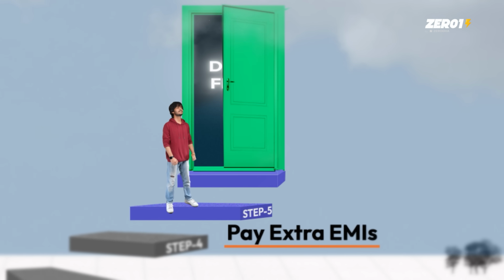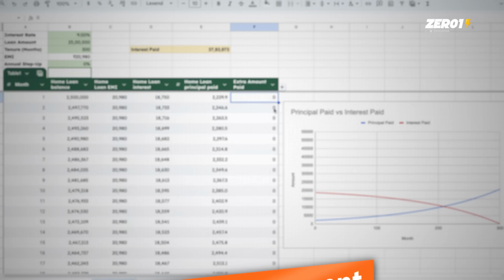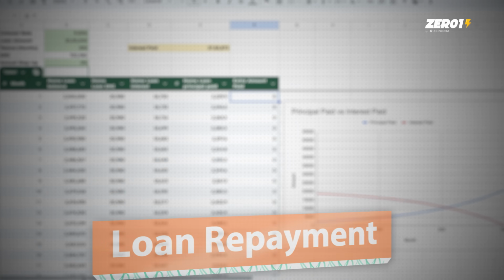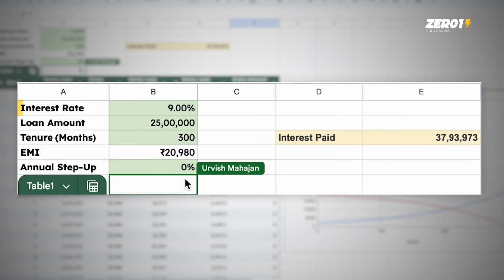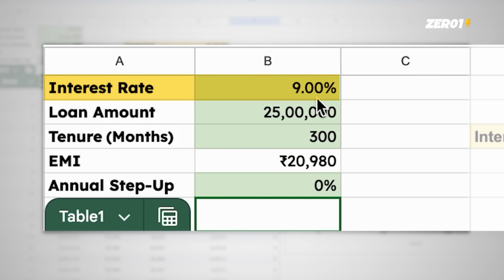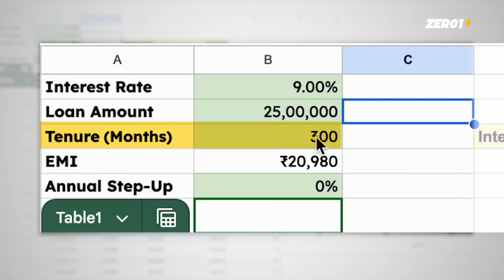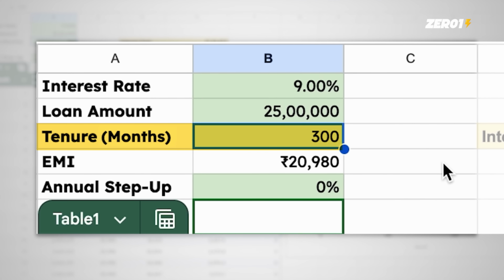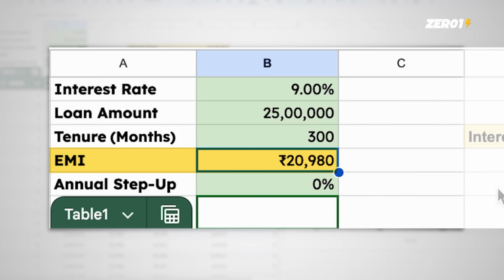I'll do it. And this brings us to point number 5, which is your biggest loan. Home loan. We haven't even talked about that. Forget this petty credit card. Can I save money there? Yes, you can, and you can too. So I have an Excel sheet over here. This is loan repayment. All you have to do is look at this. What's the interest rate? 9%. What's the loan amount? 25 lakhs. And the tenure? 300 months, so about 25 years. You can change these numbers obviously. And the EMI is 20,980.